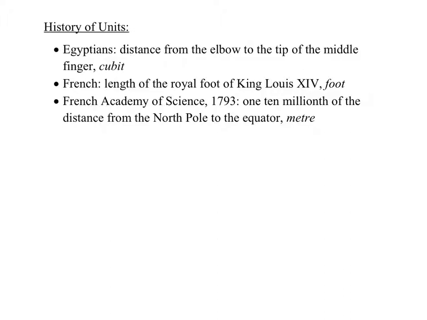So this is just some history of units, and this is only for length, to give you an idea of where things come from. The first distance in Egyptians of length was a cubit, and that was the distance from the elbow to the tip of the middle finger. Is that reliable? I should see everybody go, not at all. How about the second one? The length of the royal foot of King Louis the 14th. That was a foot. Reliable?